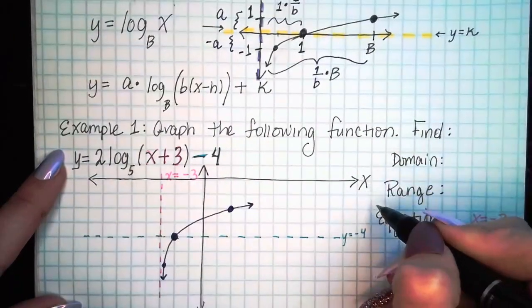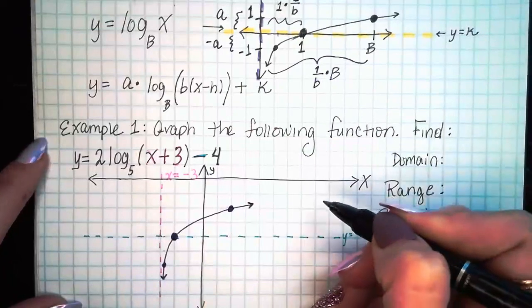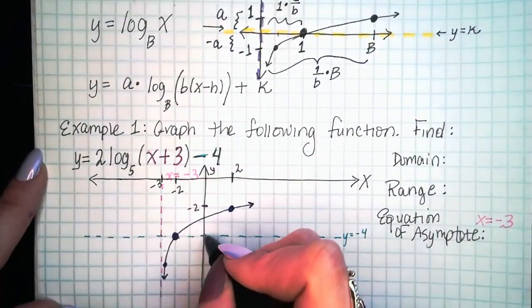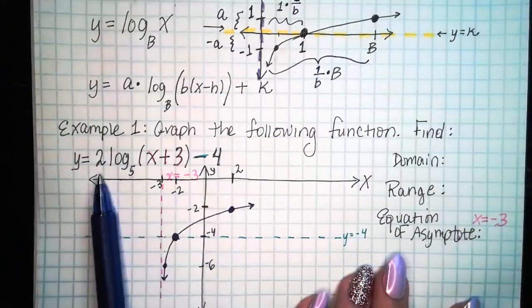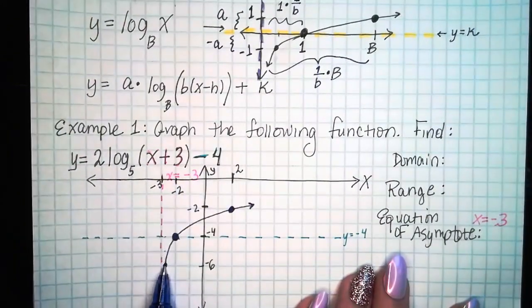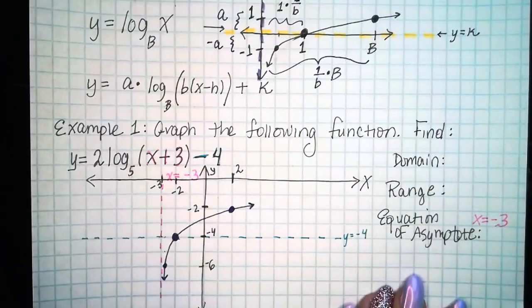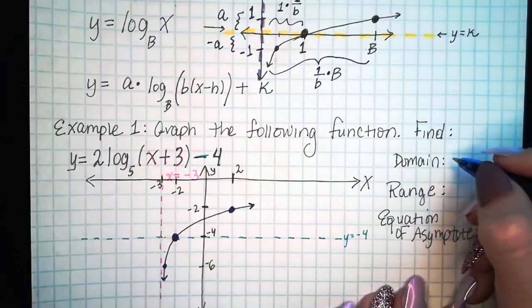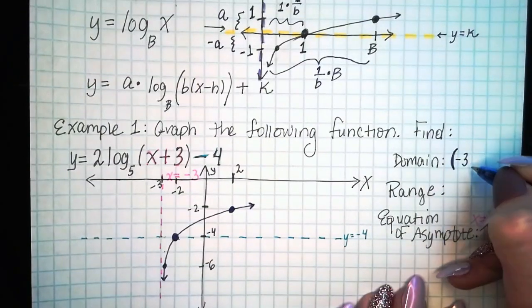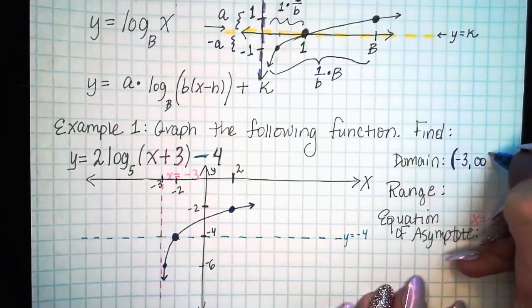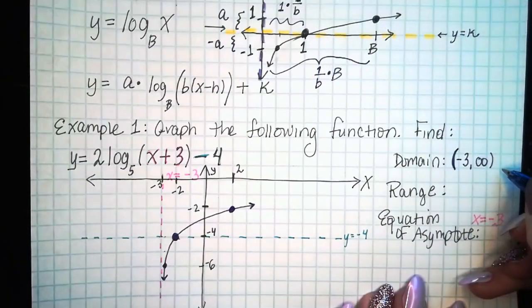So there's my x-axis. That's my y-axis. The domain of this function goes from left to right, like all functions, and my graph does not start until the right side of my vertical asymptote. That means my domain is, with a parenthesis, -3, comma, infinity, from -3 until infinity.